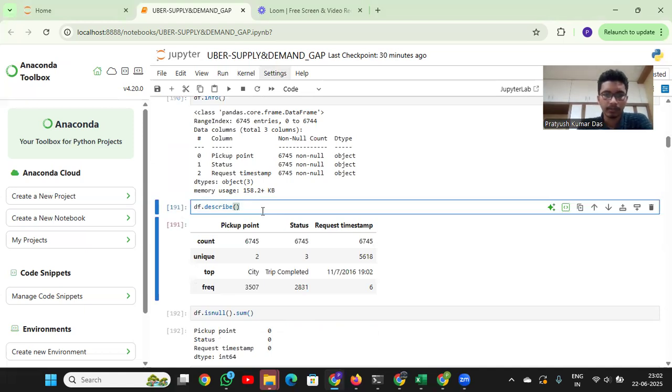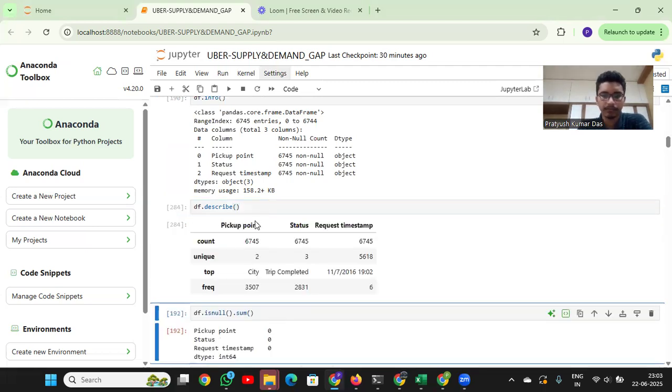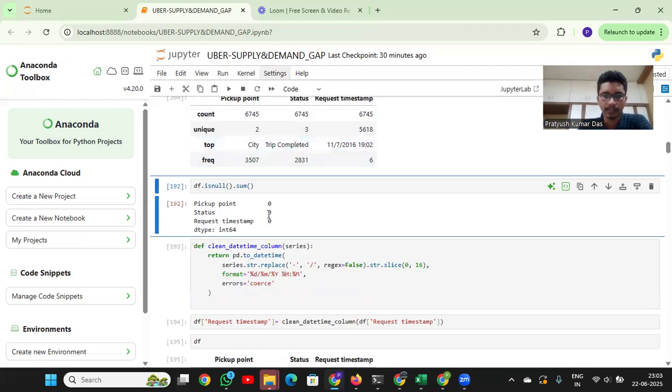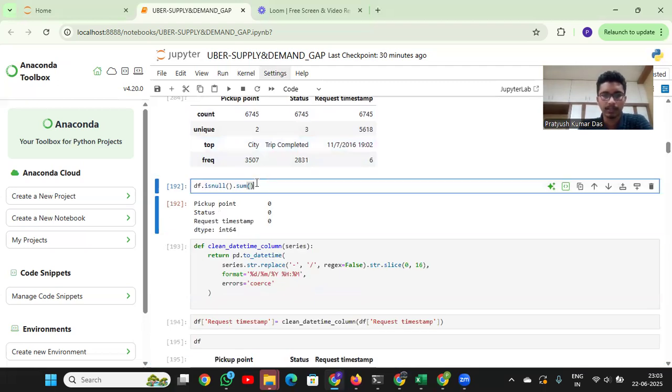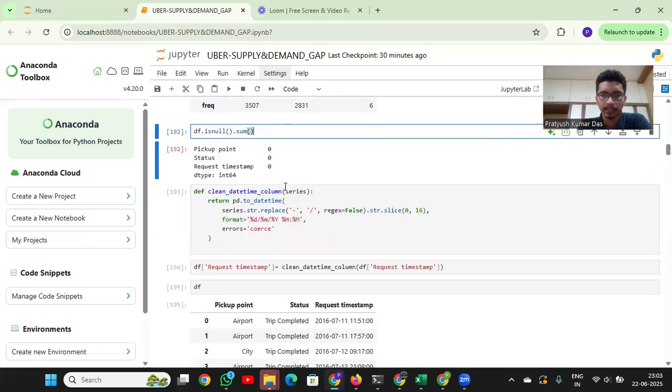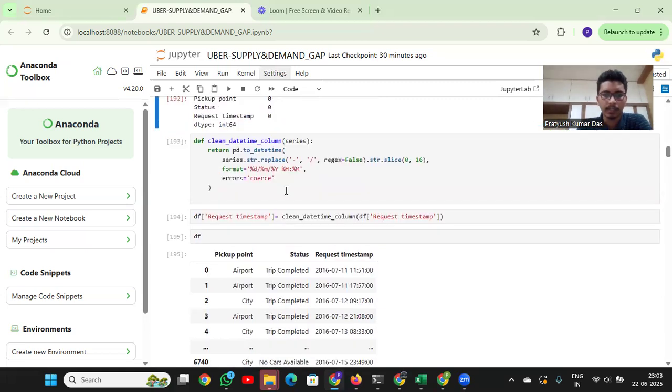Yeah, so after doing this, we are going to use the describe function, which is mainly going to show the frequent category of the trip status or pickup point or request timestamp, but it is not required at this point of time. And this dot isnull dot sum code would also show zero values. So we have zero missing values as we inferred earlier.